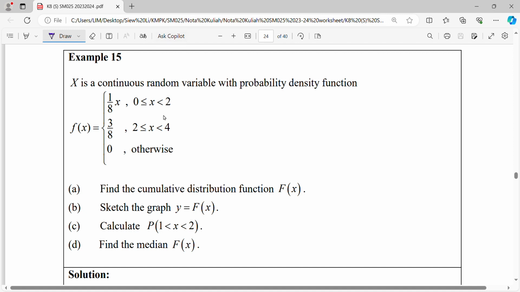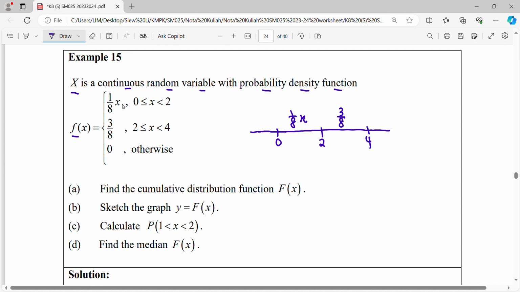Okay, so given x is a continuous random variable with probability density function, this is your small f here. Whenever we do continuous random variables, we start by drawing the interval first. So your intervals here are 0 until 2 for 1 over 8x, then 2 until 4 for 3 over 8.